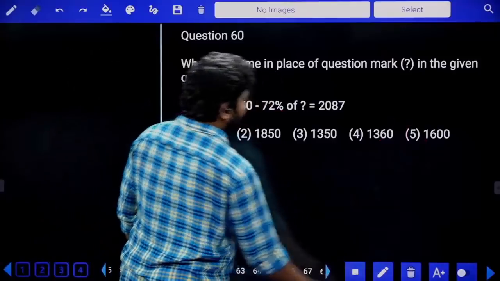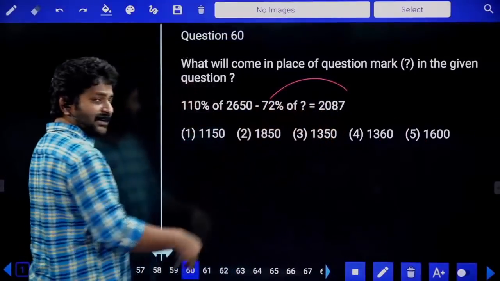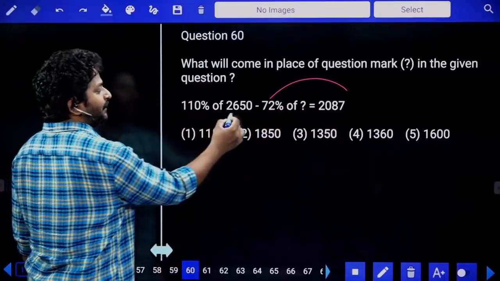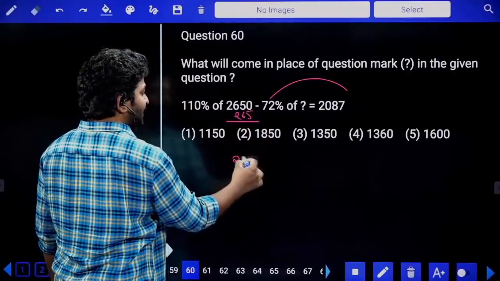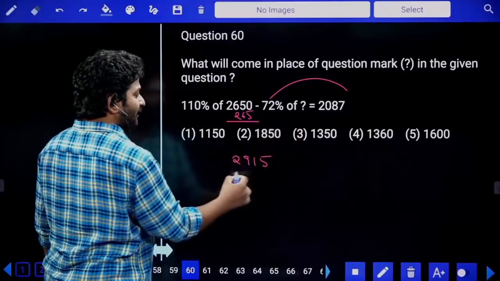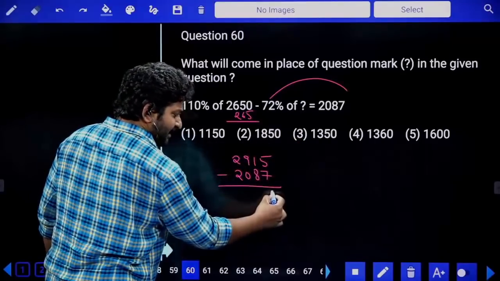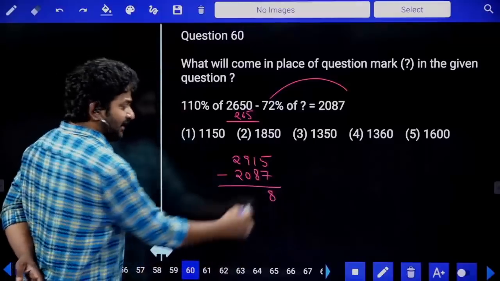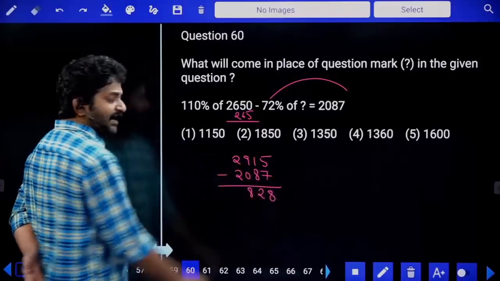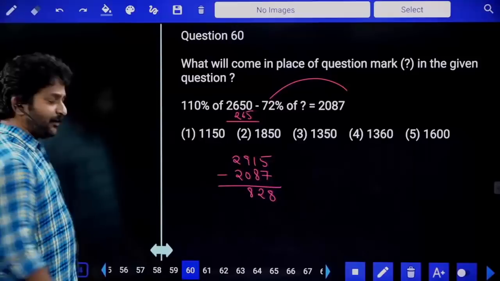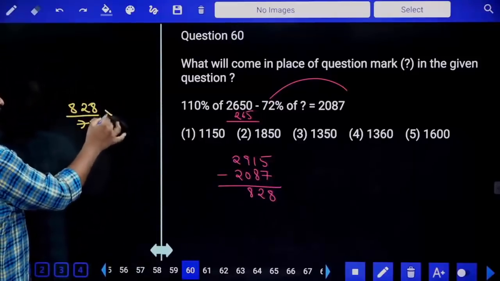Next, 110 percentage. First of all, 72% goes to the other side. 2087 comes to the left hand side. 110% in the sense 100% plus 10%, which is equal to 265. That is equal to 2915. From that, if you subtract 2087, 5 minus 7, that is equal to 8, and this is 2, and here we have 8, 828. 828 is 72%, then 1 percentage is 828 divided by 72, and we need the 100% value, so into 100.